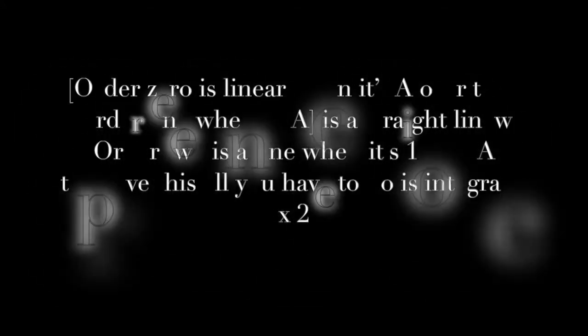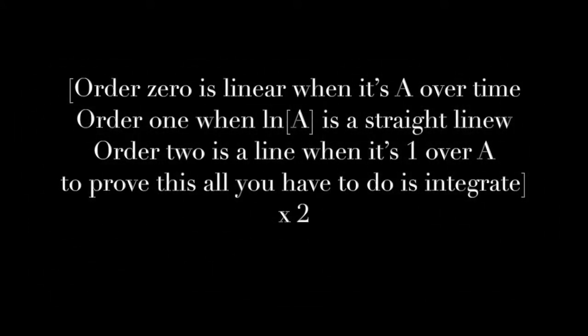Order 0 is linear when it's A over time. Order 1 when ln A is a straight line. Order 2 is a line when it's 1 over A. To prove this, all you have to do is integrate.